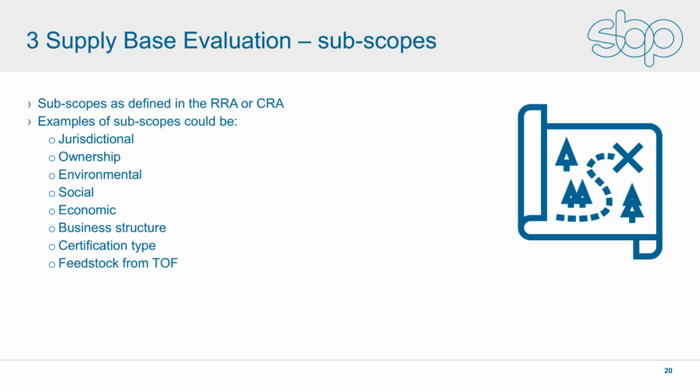Let us talk about subscopes. The organization must establish supply-based subscopes where the risks of non-compliance with Standard 1 are not homogeneous across the supply base. A quick note on how this works in version 2.1. Subscopes are defined in the RRA for your sourcing area or, where no RRA exists, in your own company risk assessment. The biomass producer does not invent subscopes independently. The examples on this slide are the kinds of variants that typically lead an RRA or a CRA to set subscopes in the first place.